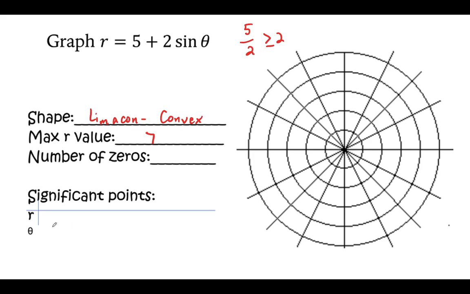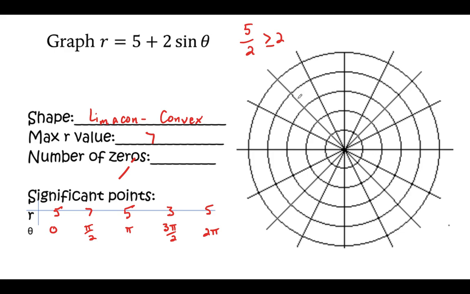All right, again, we're going to plot our same points: 0, pi over 2, pi, 3 pi over 2, and 2 pi. Do the same thing we've done all along. Plug them in. Think about our unit circle values. So at 0, we know sine is 0, so this is 5. At pi over 2, sine is 1, so we end up with 5 plus 2, which is 7. There's our max r value showing up. At pi, sine is 0, so 5 plus 0 is 5. At 3 pi over 2, sine's value is negative 1, so I end up with 5 minus 2, which gives us 3. And at 2 pi, sine is back to 0, so we're back to the point of 5.